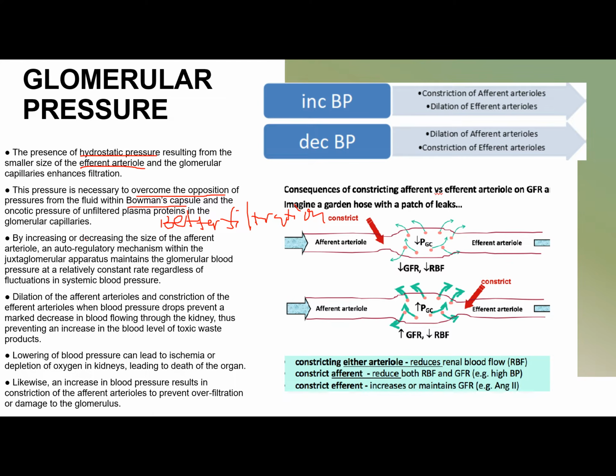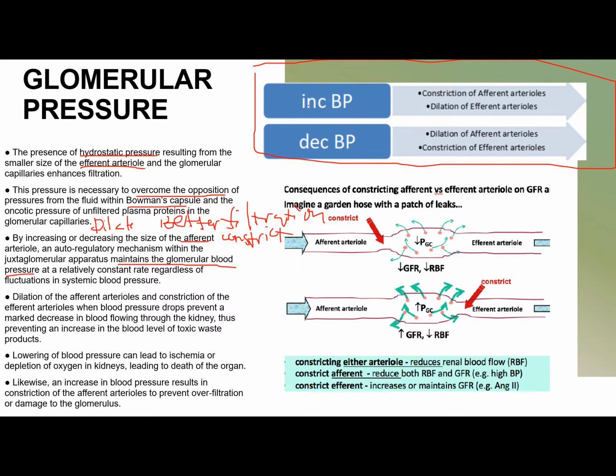And then take note of this class. By increasing or decreasing the size of the afferent, pag sinabi mong increasing or decreasing, dinadilate mo or kinoconstrict. So pag dinadilate mo or kinoconstrict mo to class, this allows the maintenance of glomerular blood pressure at a relatively constant rate. So para maintindihan nyo, tingnan nyo tong picture na to.